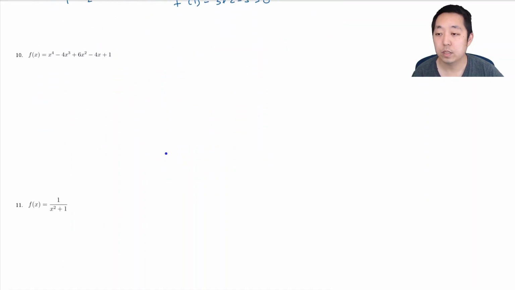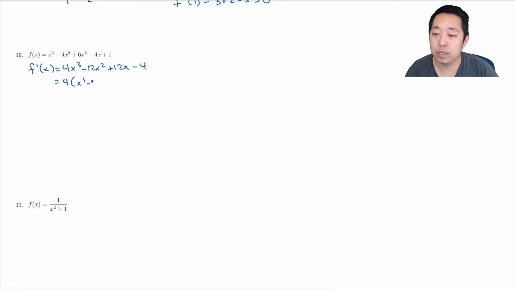Okay. Let's do the same thing here for this equation. First derivative, 4x cubed minus 12x squared plus 12x minus 4. I'm going to factor out a 4. I'm going to get x cubed minus 3x squared plus 3x minus 1. And I believe x minus 1 will be a factor, so I can try 1. 1 minus 3 plus 3 minus 1 is 0. Yeah, so I can factor out an x minus 1.